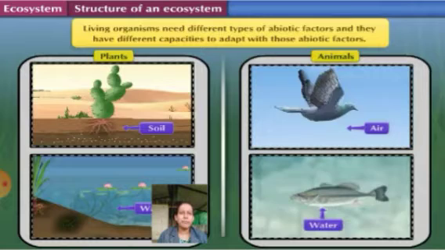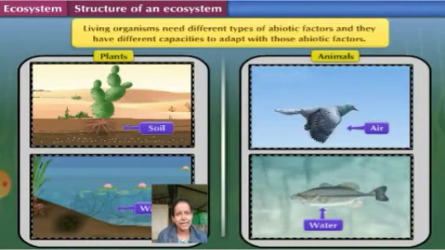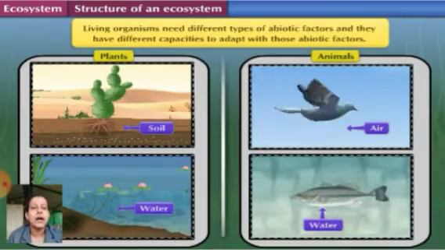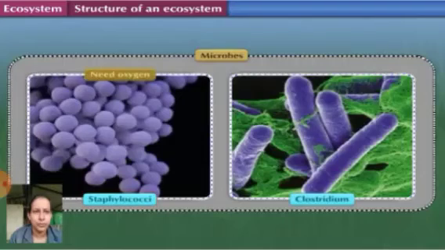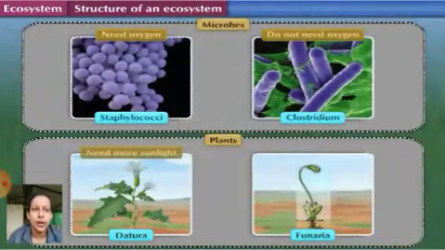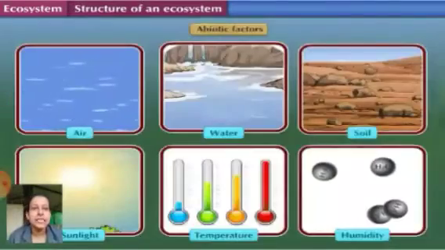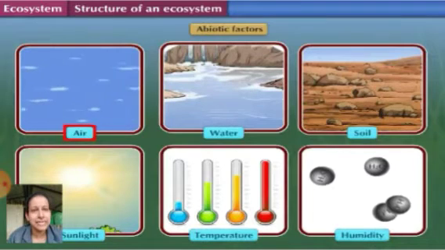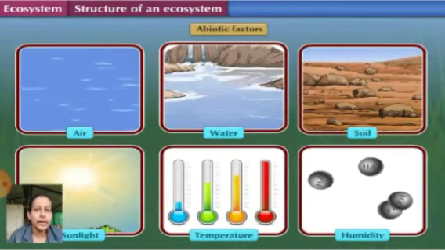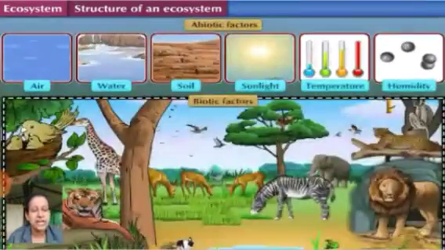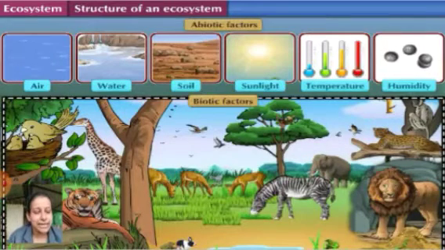And they have different capacities to adapt to these abiotic factors, like soil is a factor, air is one of the abiotic factors, water, as well as water in the fresh water as well as marine water. Some microorganisms require oxygen, whereas some do not require oxygen. Some plants require more sunlight, whereas some others grow well in the shade. Now, each and every abiotic factor, that is air, water, soil, sunlight, temperature and humidity, affects all the biotic factors in the ecosystem.